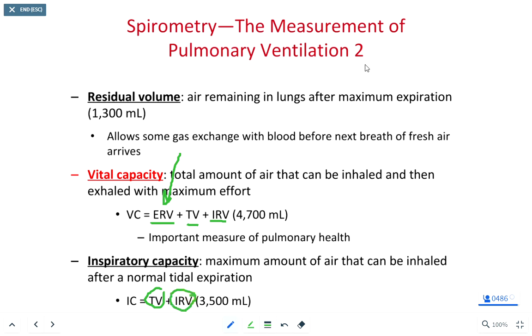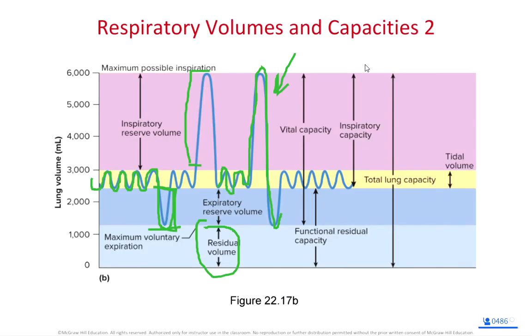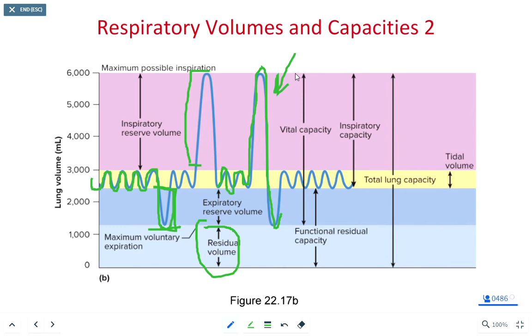This is going to be the most that you can inhale at a given point in time from your resting point. Let's go back to the spirograph. The vital capacity is the maximum amount that you can breathe in and breathe out. Inspiratory capacity is just the maximum amount you can breathe in after tidal volume, or easy breathing.